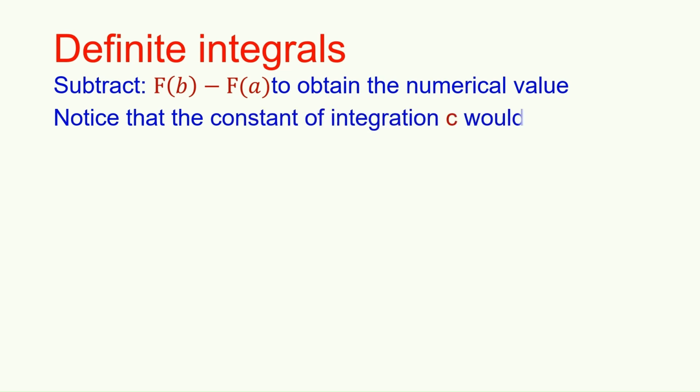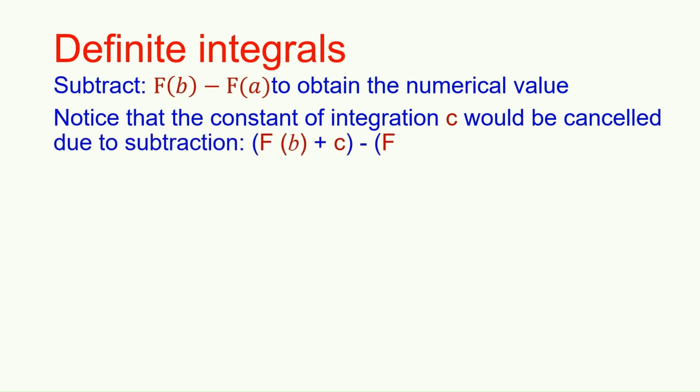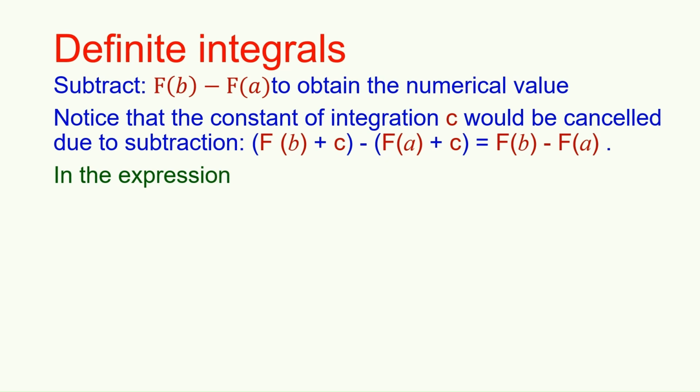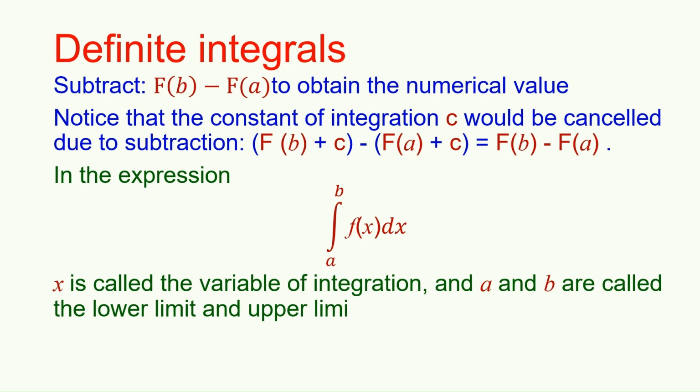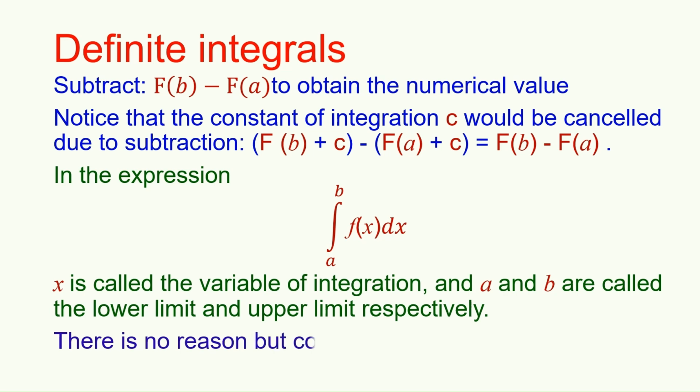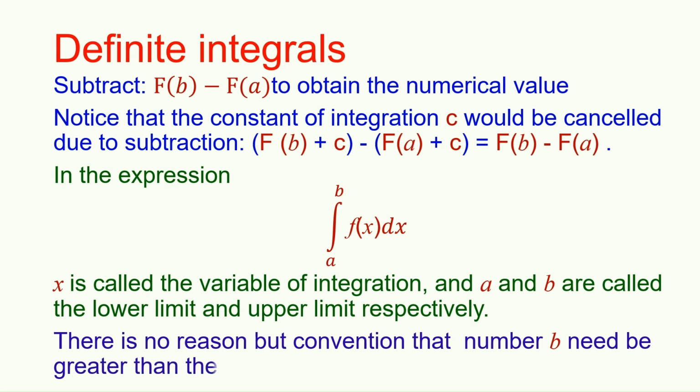Notice that the constant of integration c would be cancelled due to subtraction. F(b) plus c minus F(a) plus c equals F(b) minus F(a). In the expression, the integral from a to b of f(x) dx, x is called the variable of integration, and a and b are called the lower limit and upper limit respectively. There is no reason but convention that the number b need be greater than the number a when finding the definite integral.